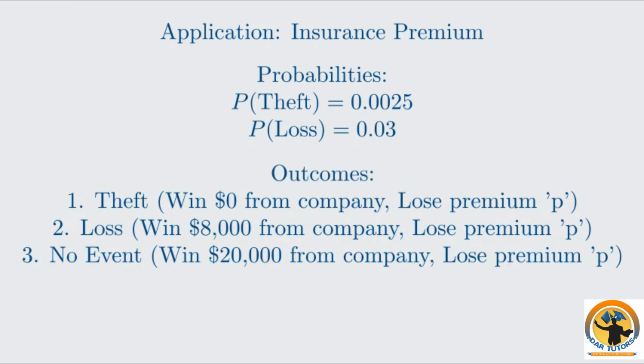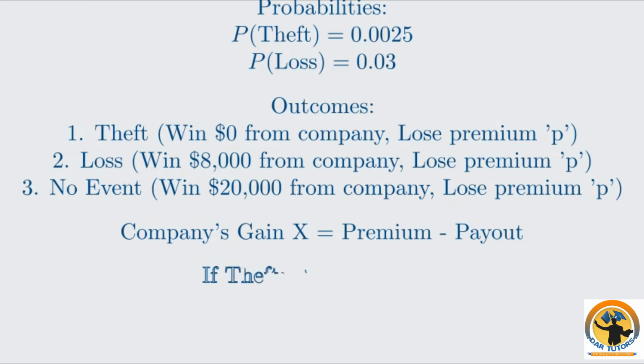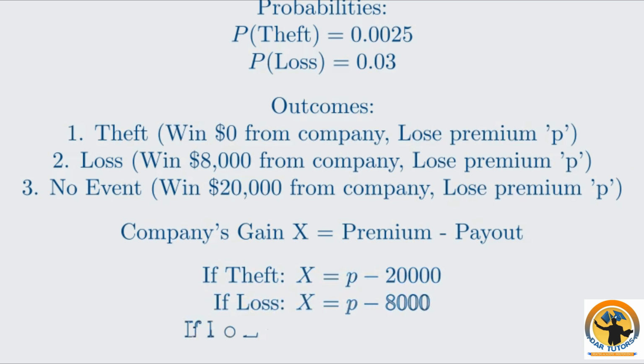The gain is the premium collected minus the payout made by the company. So X equals the premium P minus the payout Y. If there is theft, the company's gain is P minus 20,000. If there is loss, the gain is P minus 8,000. If nothing happens, the gain is simply P, since there's no payout.